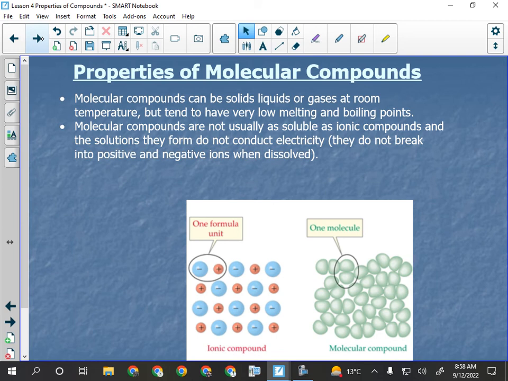The solutions they form do not conduct electricity. So that's going to be important. Molecular compounds are not usually as soluble and they do not conduct electricity. They can be any state at room temperature.